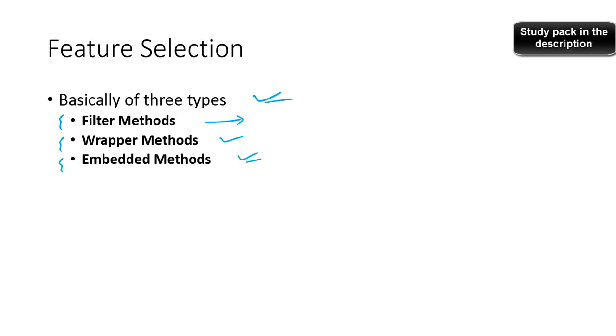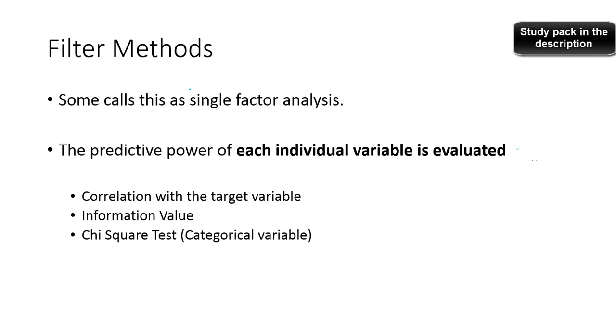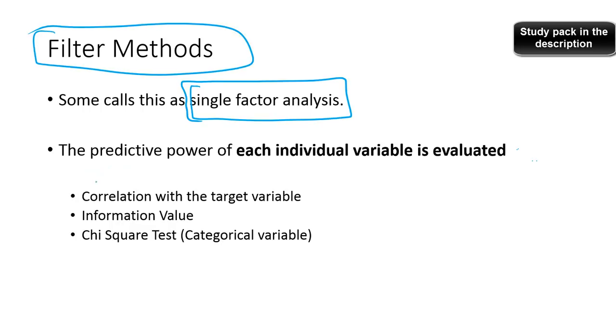Okay, so what is a filter method? Filter methods have several types of selection methods, and it's also known as single factor analysis. In econometric modeling or pure statistical modeling, people call this single factor analysis. It's not just one method, and remember, this is just a group of methods. We compute the predictive power of each individual variable. So instead of combining, we just measure the predictive power of each individual variable.